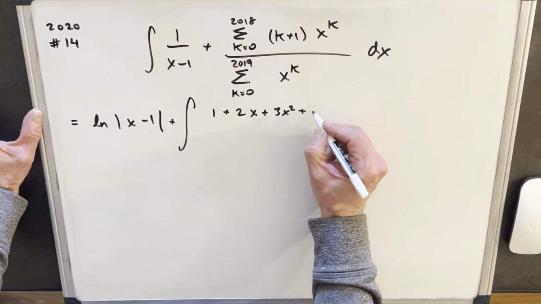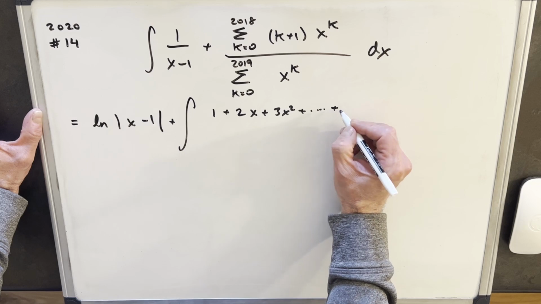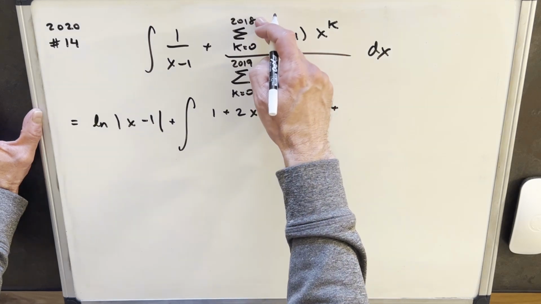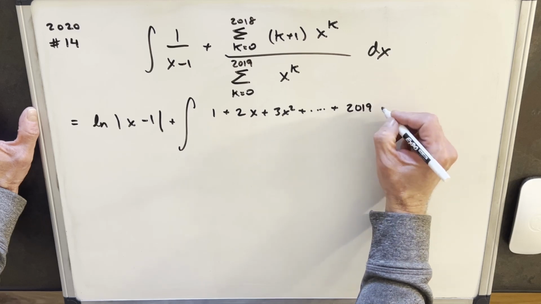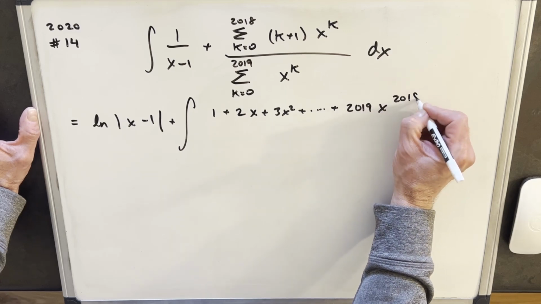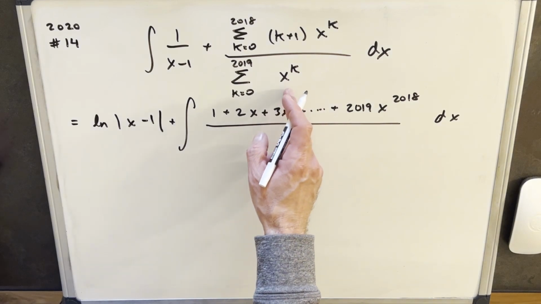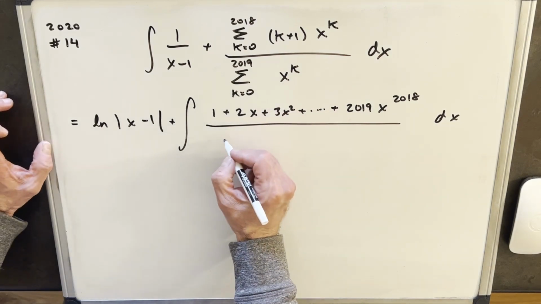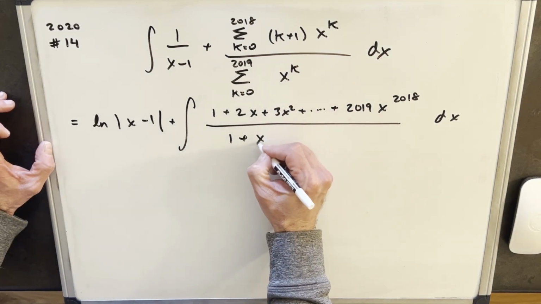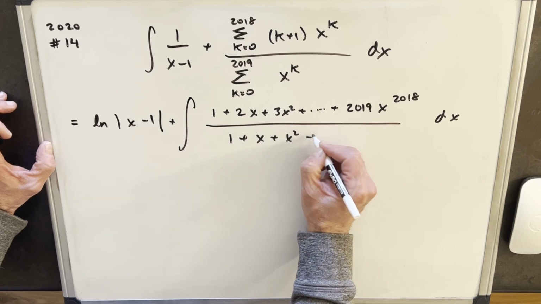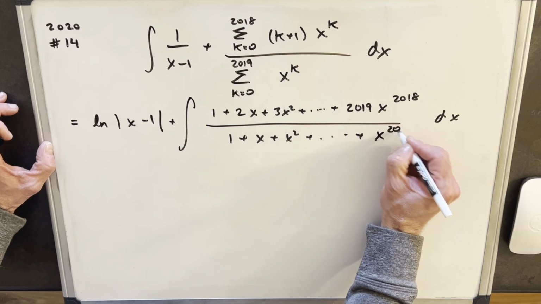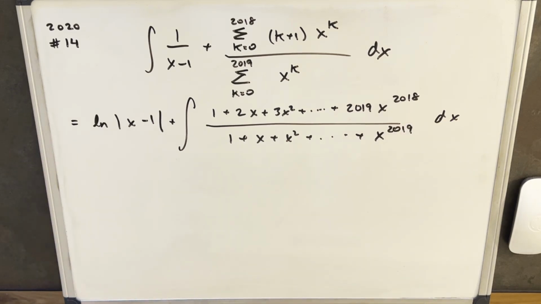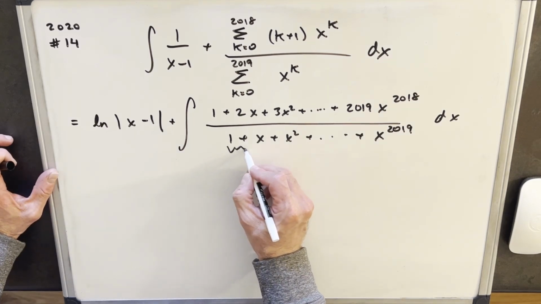And not to bore you guys, because this is just going to go on, but we'll do the last term. When we get all the way to 2018, we plug 2018 in here, we're going to have 2019 times x to the 2018. Okay, and then same thing in our denominator, just a little simpler. We plug a 0 in here, we get a 1. Plug in a 1, we get an x squared, and then our last term is going to be x to the 2019.